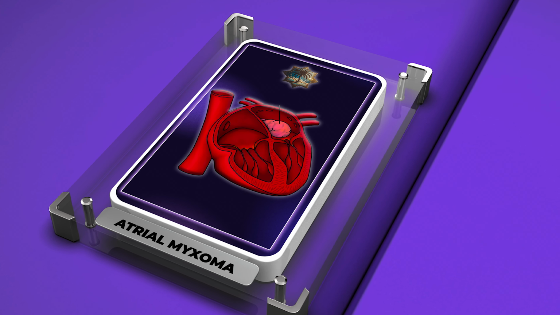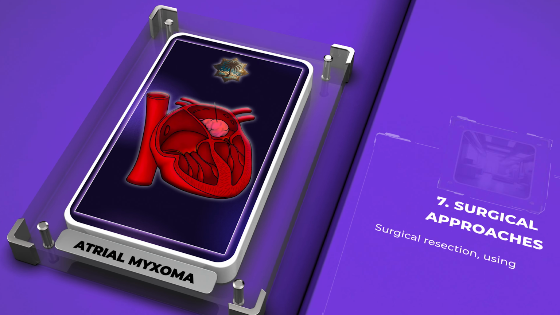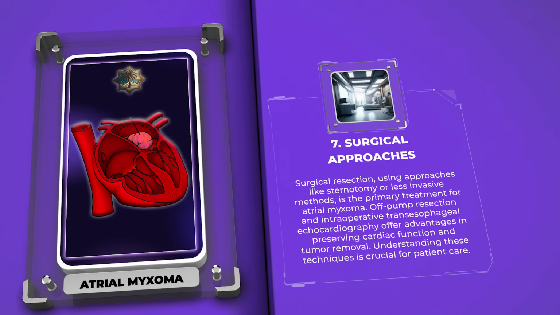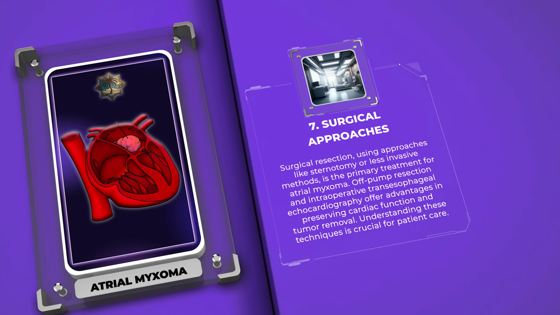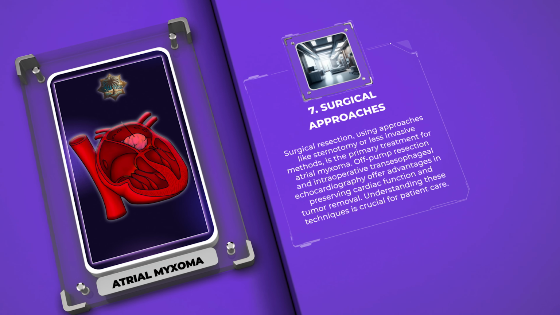Surgical resection, using approaches like sternotomy or less invasive methods, is the primary treatment for atrial myxoma. Off-pump resection and intraoperative transesophageal echocardiography offer advantages in preserving cardiac function and tumor removal. Understanding these techniques is crucial for patient care.